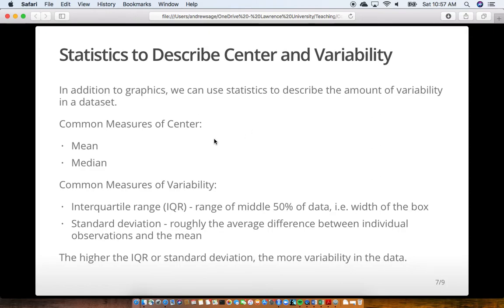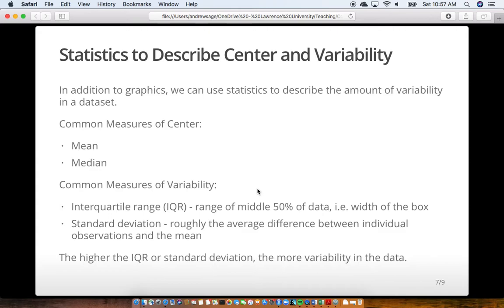We've seen that mean and median are statistics that can be used to measure the center of a data set. There are two common statistics that are used to measure the variability in a data set. One is the interquartile range. This is the width of the box in the box plot. It represents the range of the middle 50% of the data.